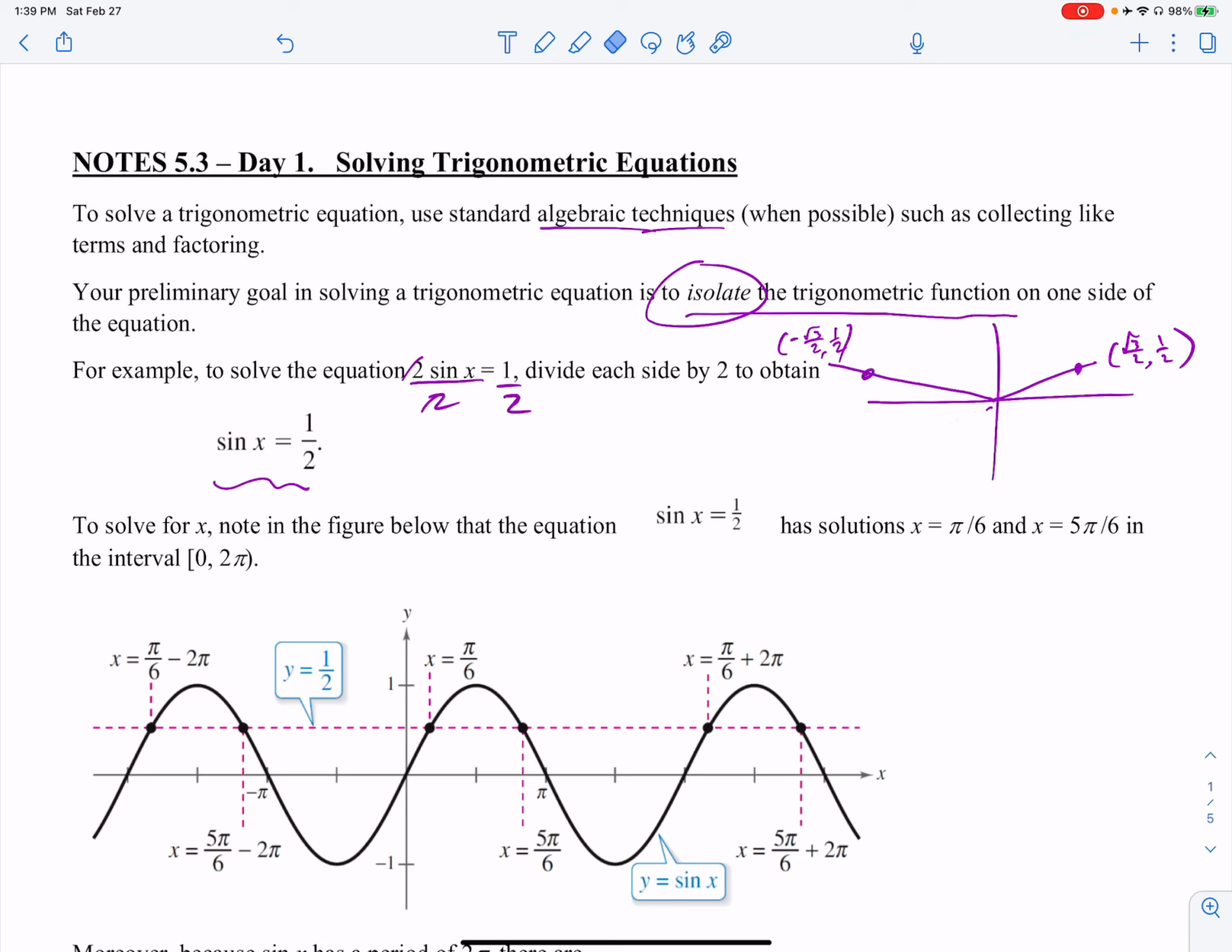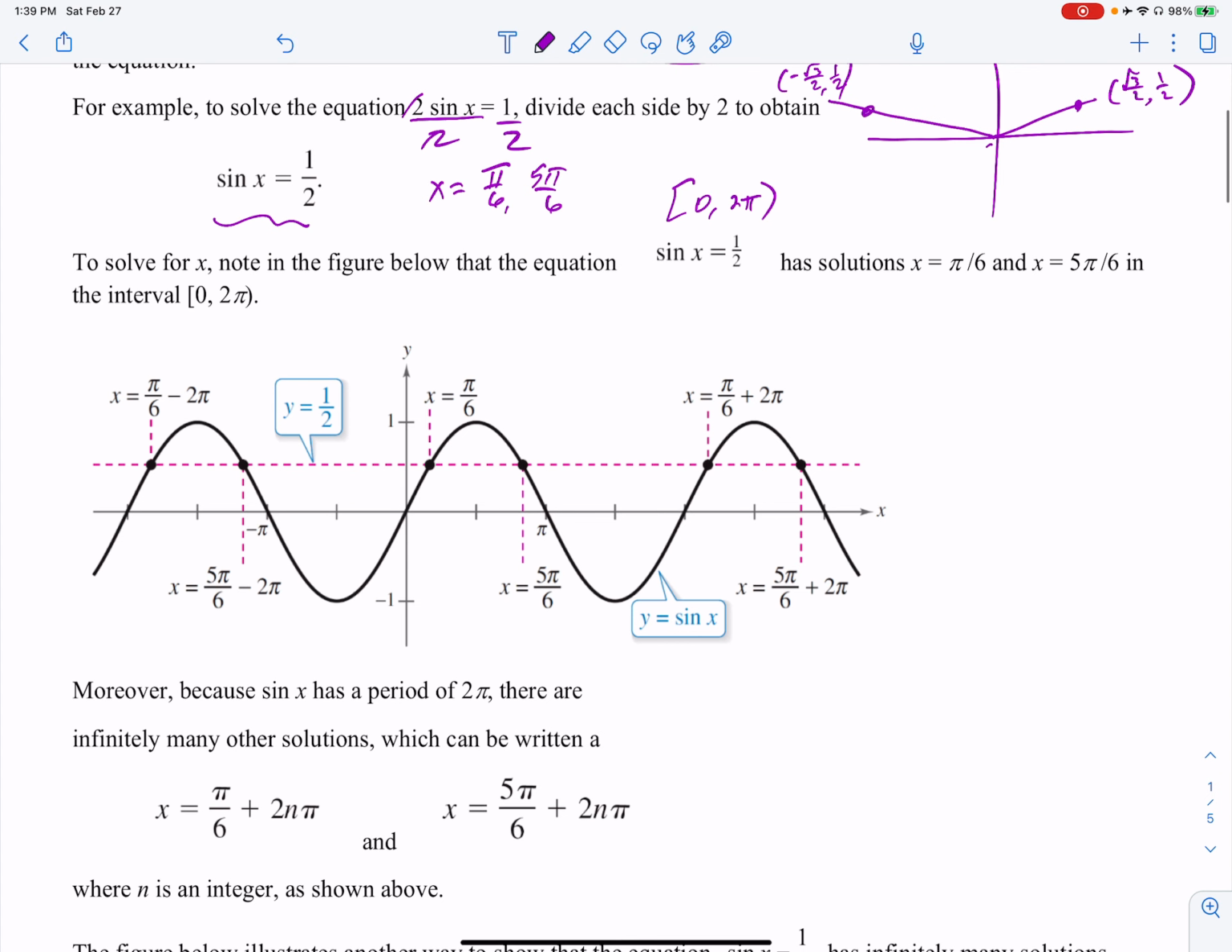Another way to look at this is graphically, because these are just solutions. So x equaling pi/6 or 5 pi/6 only involve angles between 0 and 2 pi. Well, we didn't restrict the domain, so anytime I do a full rotation or go to the next period, I'm going to get another place where the sine's 1/2. And this is demonstrated in the graph.